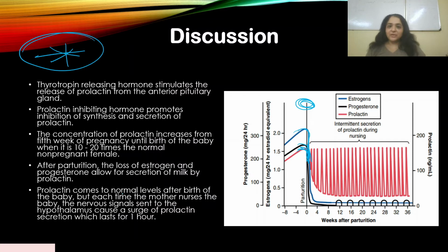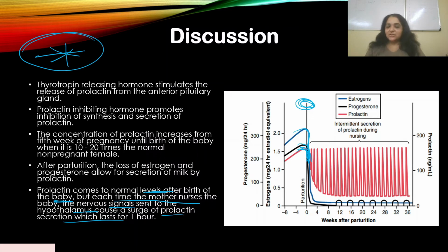Okay, it comes to normal levels. During pregnancy, it has gone to like 10 to 20 times the level of a non-pregnant female, right? So now she's given birth, so it comes to normal levels after birth of the baby. But now each time the mother nurses the baby, the nervous signal sent to the hypothalamus causes a surge of prolactin secretion which lasts for 1 hour.